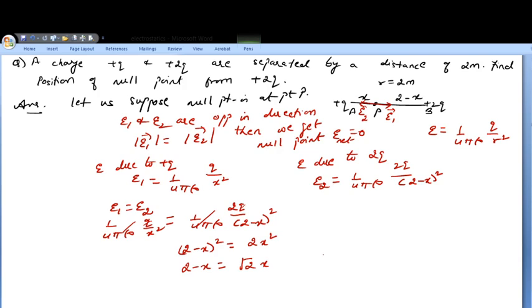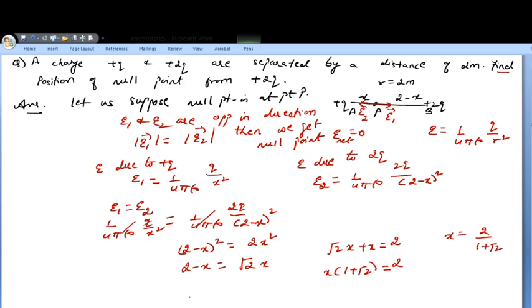How much will be the value of x? So root 2 x plus x is equal to 2. Root 2 is 1.414, or you can just take x common: x times 1 plus root 2 is equal to 2, or x is equal to 2 upon 1 plus root 2. So this is the value of x which you will be getting. So what are they asking you? This x is from plus q. Is this your answer? No, they are asking you to find the position of the null point from plus 2q.